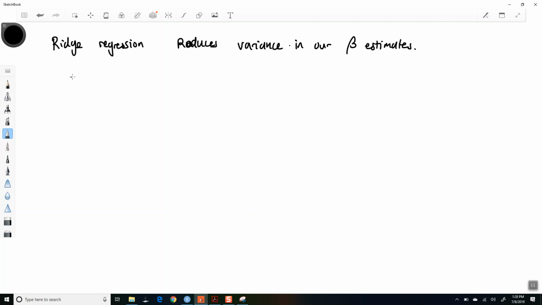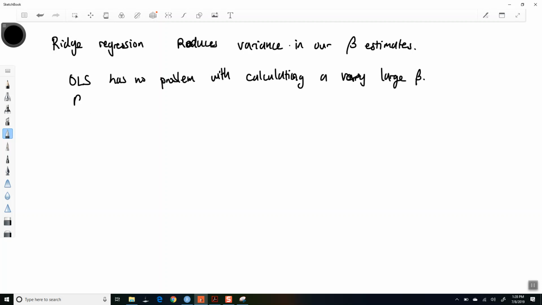Okay, OLS has no problem with calculating a very large beta. Okay, ridge regression does not like large beta. Okay, so ridge regression basically says, do something like OLS, but just really make sure you don't get big betas, okay?